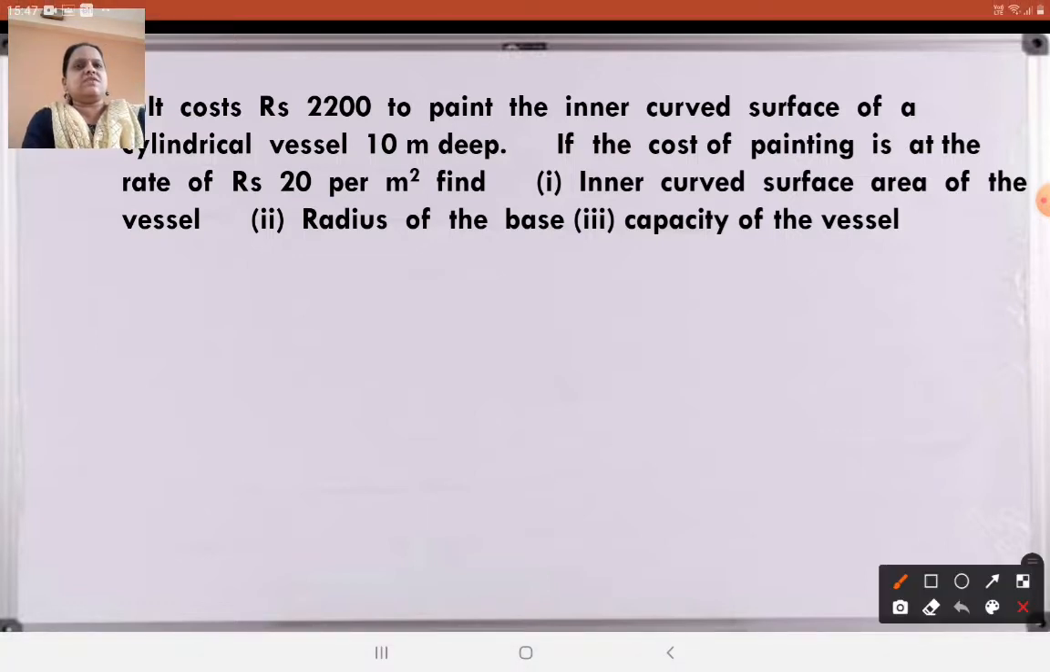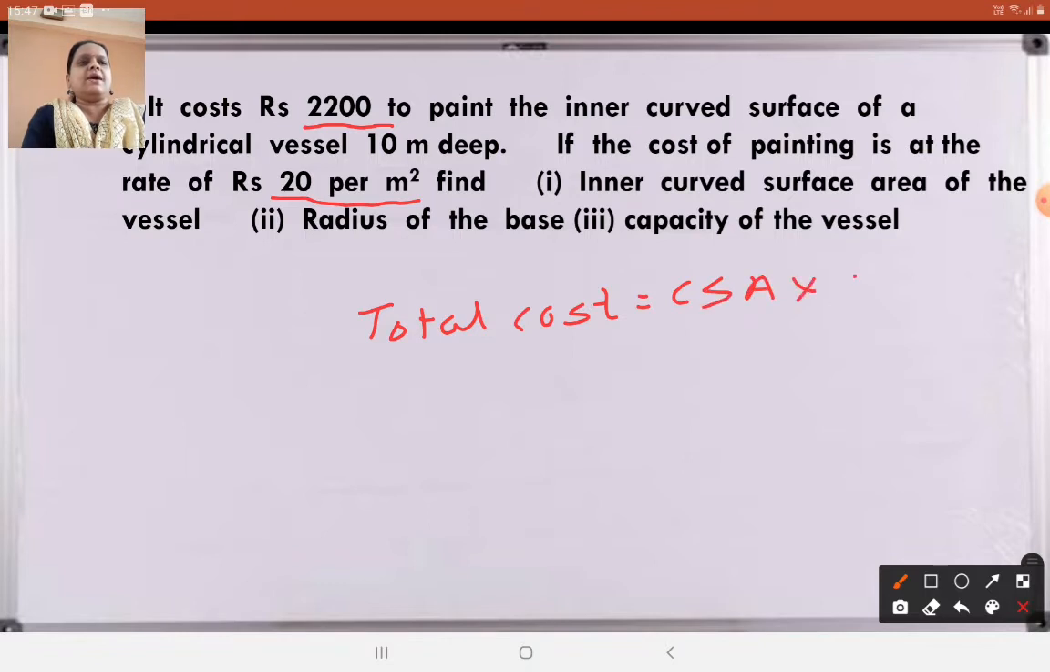Let us understand the first sum. What is given? The total cost is given and the rate of costing, that is 20 per meter square. So do you remember in surface area formulas how to find the cost of painting? Do you remember what we used to do? The total cost equal to the curved surface area multiplied by the cost per meter square. Do you remember we have already solved this type of sums?